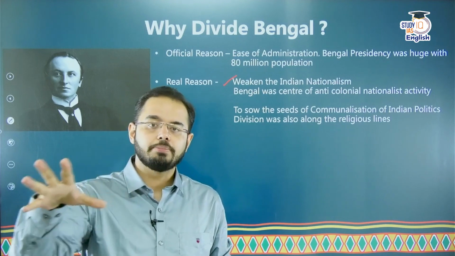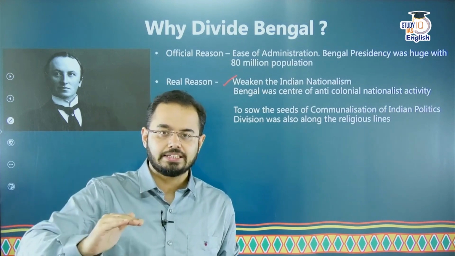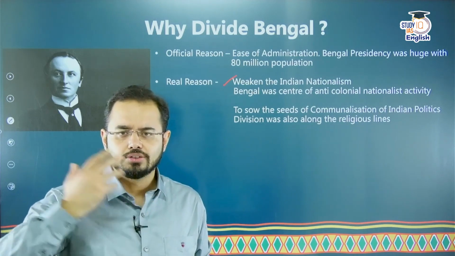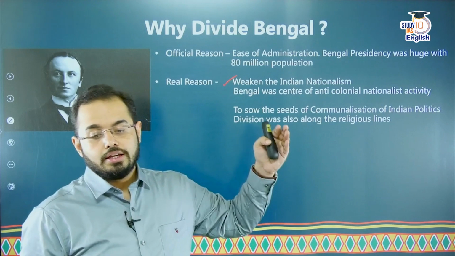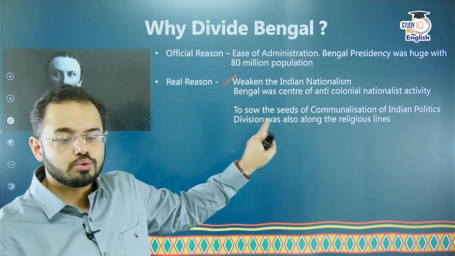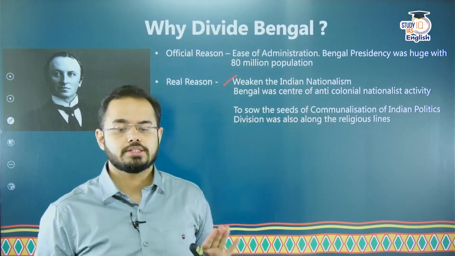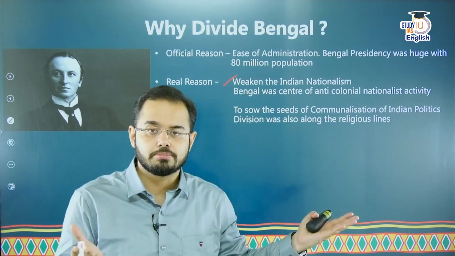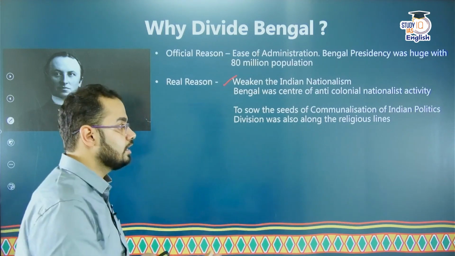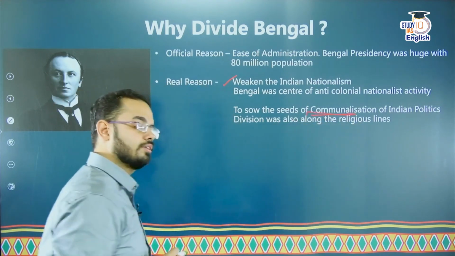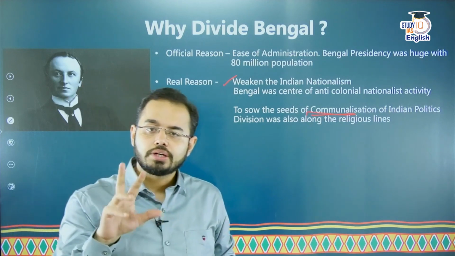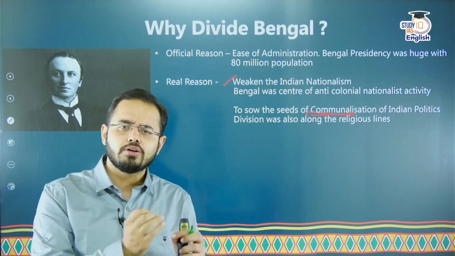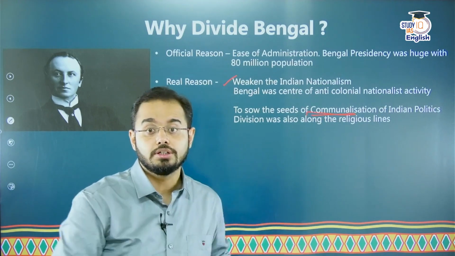Basically, they wanted to divide Bengal. They wanted to weaken Calcutta because it was the seat of the government and people were very active there. Second, they also wanted to sow the seeds of communalization in Indian politics because the division was on the line of Hindus and Muslims. The division was on what you call communal lines. And hence, they wanted to create a false sense of state belonging to some particular community or religion.